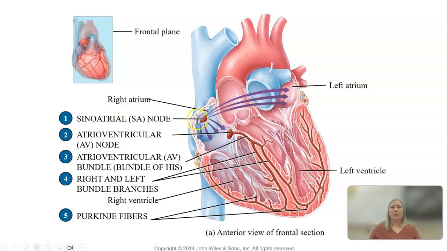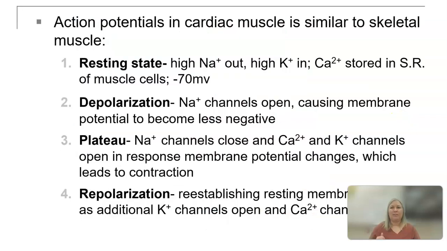So here's a nice diagram showing all those parts, the SA node, how it causes the atria to contract in unison. Then it also triggers the AV node to send that signal down and around each ventricle. And then the ventricles contract in unison.